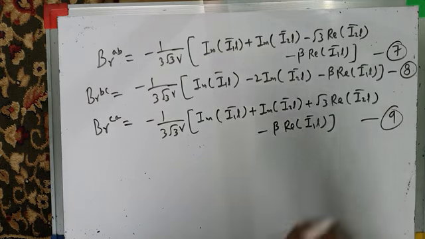So if you simplify this, it will come out to be minus 1 by root 3 into root 3. Root 3 is in the denominator of all, and 3 times 3 is 9, so it is minus 1 by 9 V times, let me write the imaginary quantities first. If I take the imaginary part, I will get minus IAL plus 2 plus 3A into IBL plus 2 plus 3A square into ICL. That is the imaginary part. Minus beta into the real part. The real part will be IAL plus A IBL plus A square ICL. That's it. You can write the imaginary part and the real part.